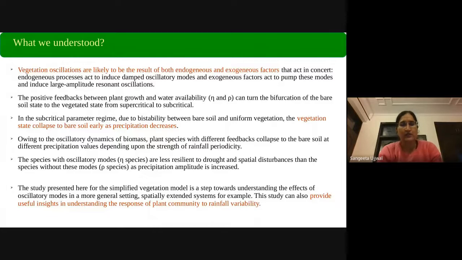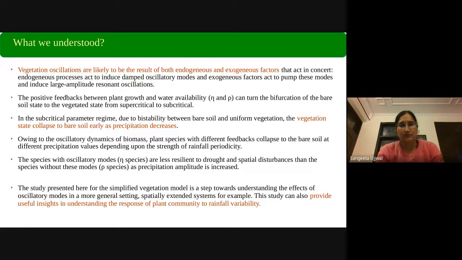Because of this oscillatory dynamics, plant species with different feedback collapse to bare soil at different precipitations. Depending upon whether they have inherent oscillatory modes or not, they collapse at different precipitation values. And we also saw that eta species, which have oscillatory modes, are less resilient to drought or any spatial disturbances than the species without these modes.